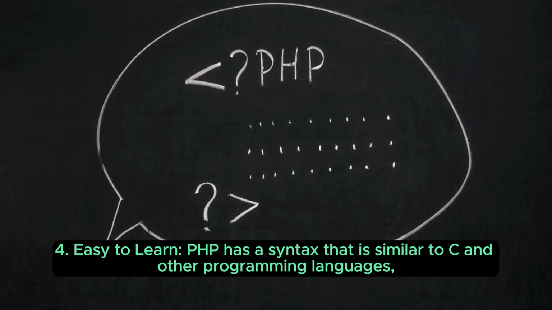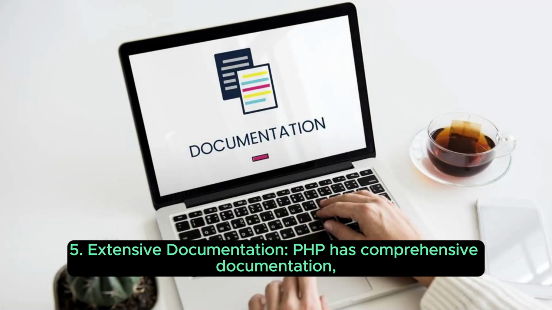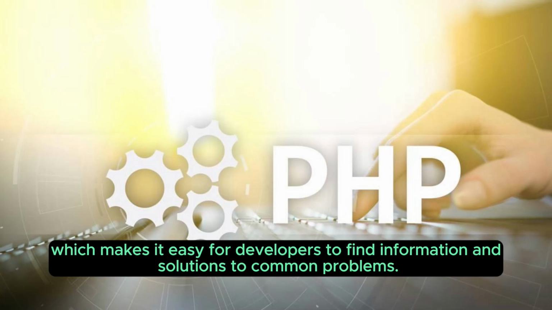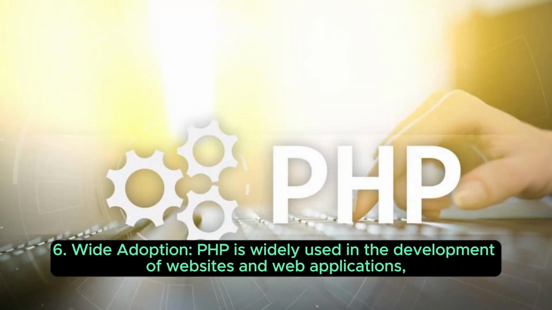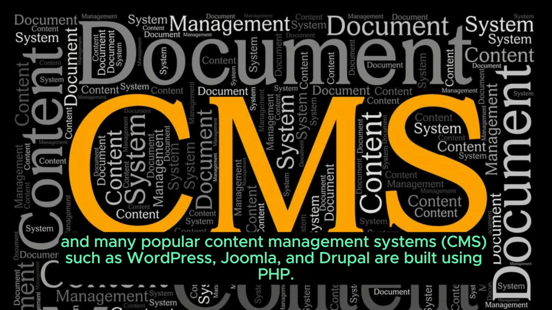4. Easy to learn. PHP has a syntax that is similar to C and other programming languages, making it relatively easy for beginners to pick up. 5. Extensive documentation. PHP has comprehensive documentation, which makes it easy for developers to find information and solutions to common problems. 6. Wide adoption. PHP is widely used in the development of websites and web applications, and many popular content management systems (CMS) such as WordPress, Joomla, and Drupal are built using PHP.